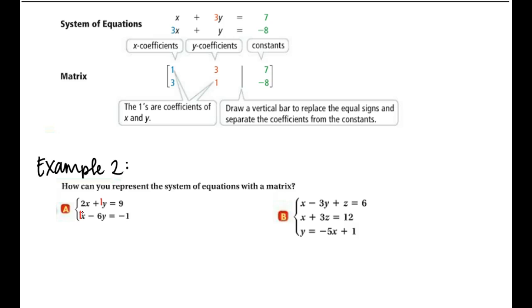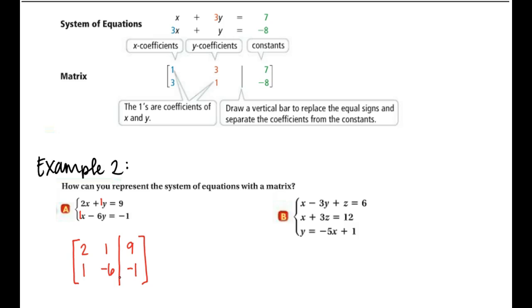Now what we want to do is take those coefficients. So the first row is going to be 2, 1, and 9. And the second row is going to be 1, negative 6, and negative 1. You can see that I'm including the negative sign, dropping those down. The order of the elements is important in this matrix because if we changed up the order, then we would be changing up the system of equations and we'd be solving a different system. And then what you want to do is put brackets around. And like I said before, you want to put a vertical bar to replace the equal sign and separate the coefficients from the constants. So that's how you take that system of 2 equations and put it into matrix form.